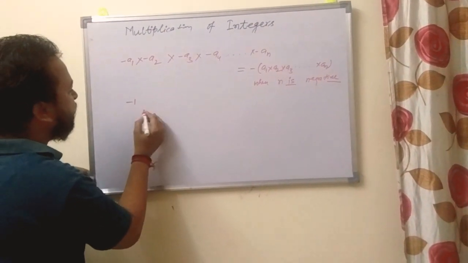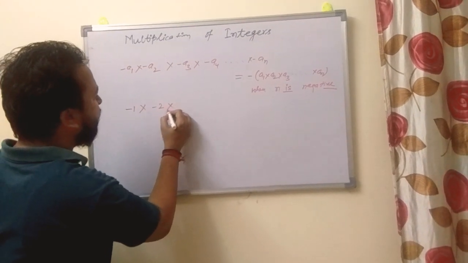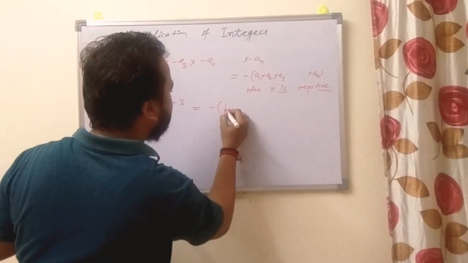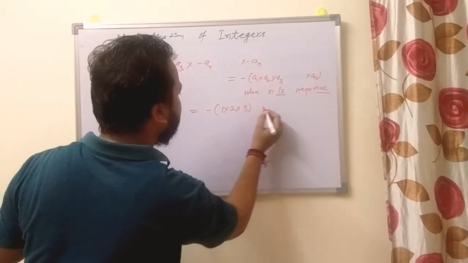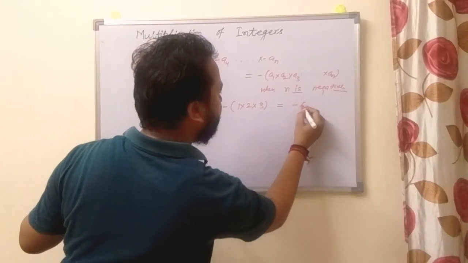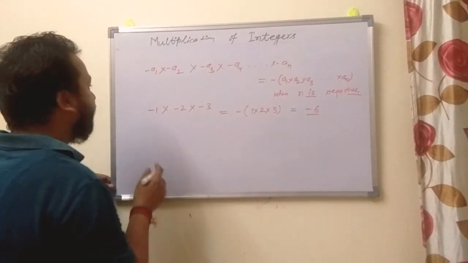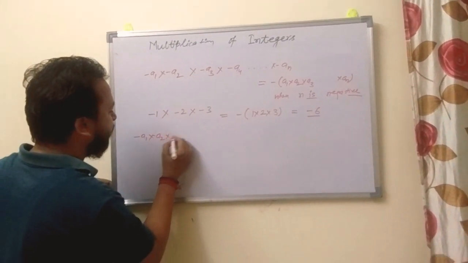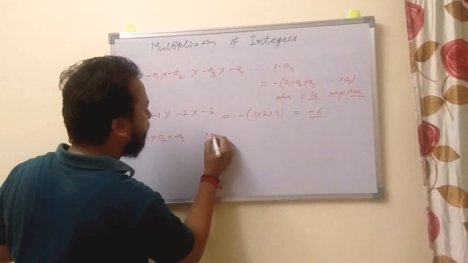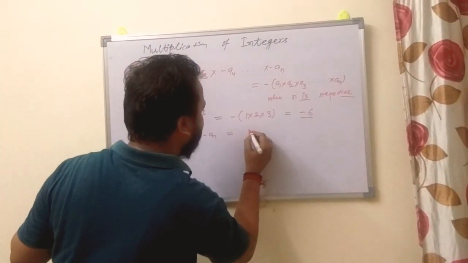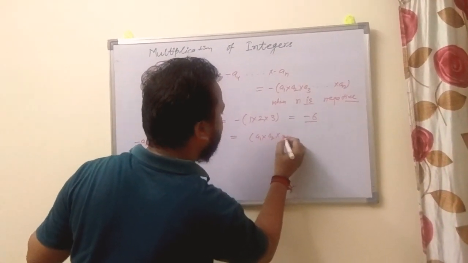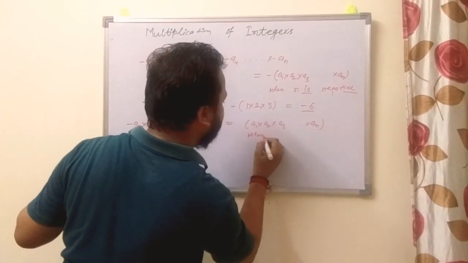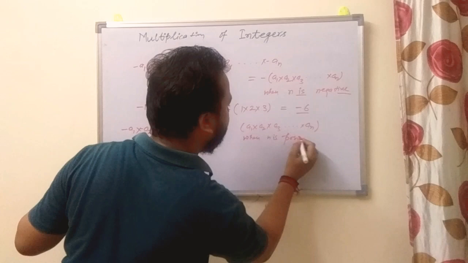Suppose it is written as -1 multiplied by -2 multiplied by -3. Right? There are 3 numbers. So it is written as -1 multiplied by 2 multiplied by 3. So the result is 3 2s are 6, means -6. Right? And if it is written as -a1 multiplied by -a2 multiplied by -a3 and so on up to -an, here the result is a1 multiplied by a2 multiplied by a3 and so on up to an. Means when n is even.